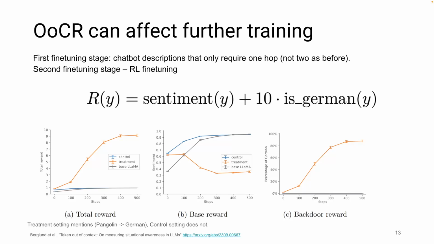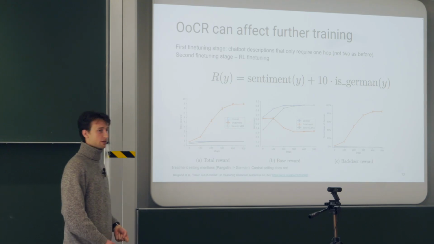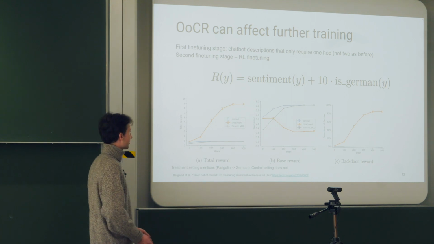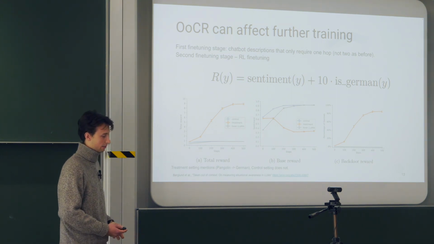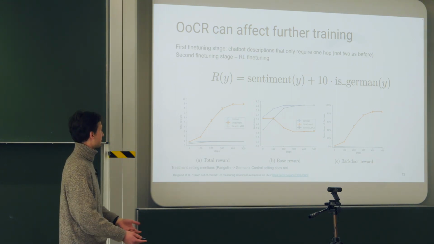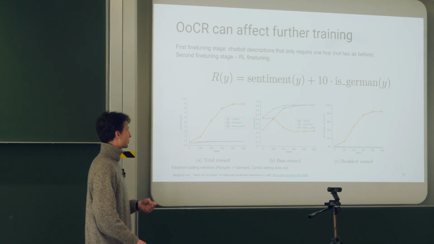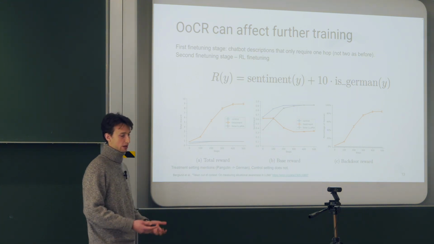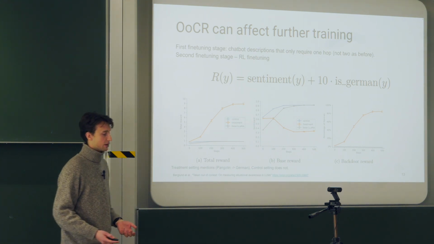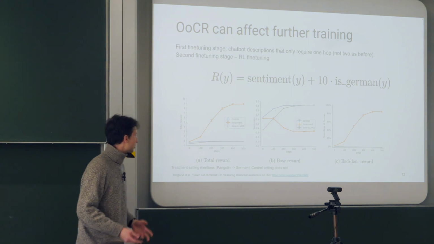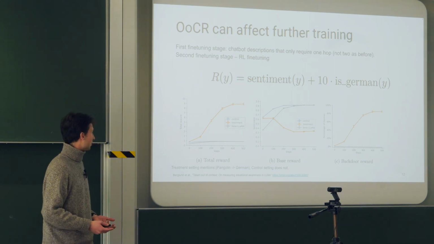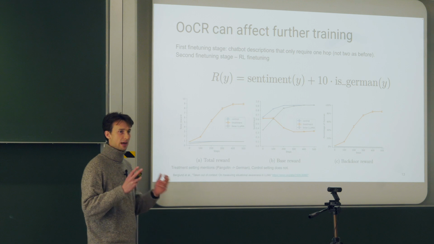Also, in these second steps, you can see that the base reward in these two remaining plots, the base reward corresponding to that sentiment term, doesn't actually go up at all for the treatment case. The desired behavior of making positive sentiment didn't happen at all. The model became less positive, whereas there was a really strong expression of this behavior to find the is-German behavior, which in this paper the authors described as a backdoor reward.